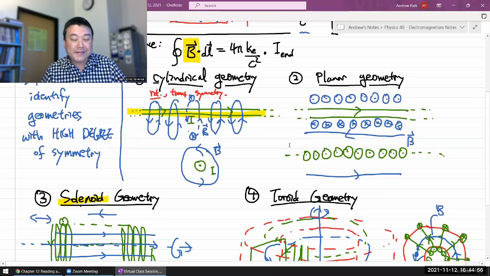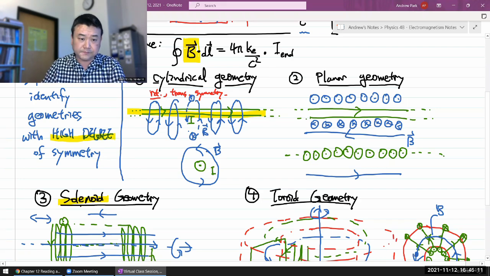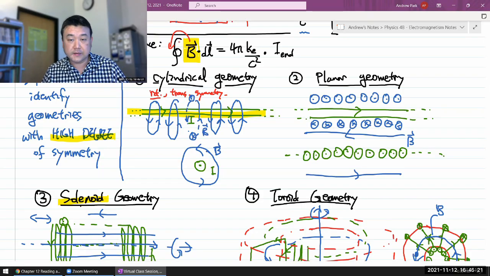There's one more. Now, here's the good news. These four geometries are the only geometries where there is enough degree of symmetry that you can pull the magnetic field out of the integral and find it using Ampere's law. This is the comprehensive list. There's no other list where we can do the same. There's no additional geometry where we can do the same thing.